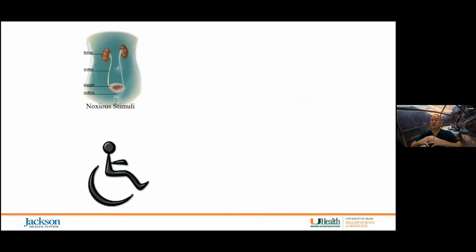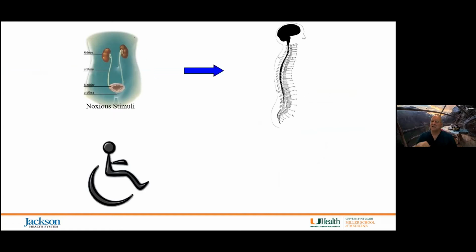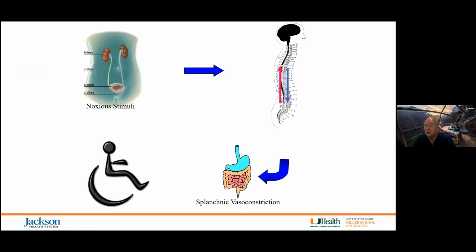So whether it's bladder distension or stones or a combination of the two, a noxious stimulus below the level of the spinal cord injury will send afferent signals up the cord, but blocked at the level of the injury, with a reflex sympathetic outflow causing splanchnic vasoconstriction and, as I said, hypertensive crisis.